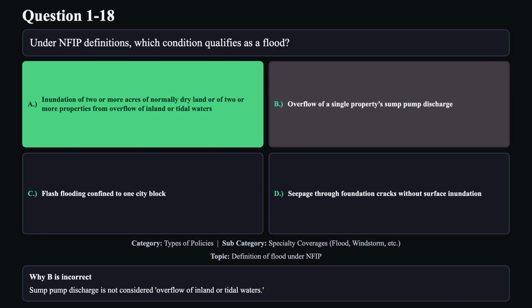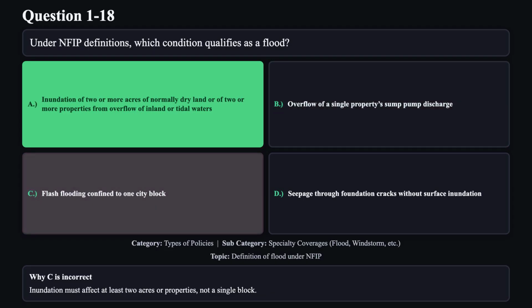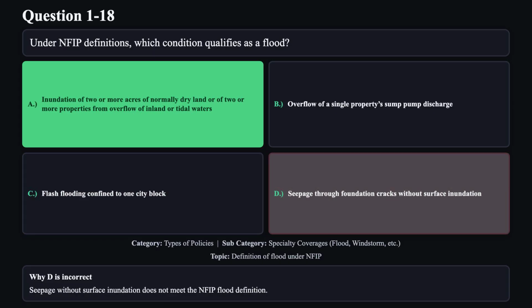Reason B is not correct. Sump pump discharge is not considered overflow of inland or tidal waters. Reason C is not correct. Inundation must affect at least 2 acres or properties, not a single block. Reason D is not correct. Seepage without surface inundation does not meet the NFIP flood definition.